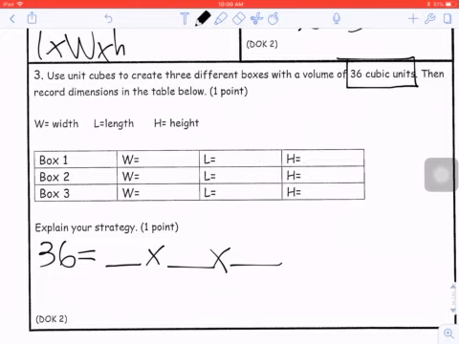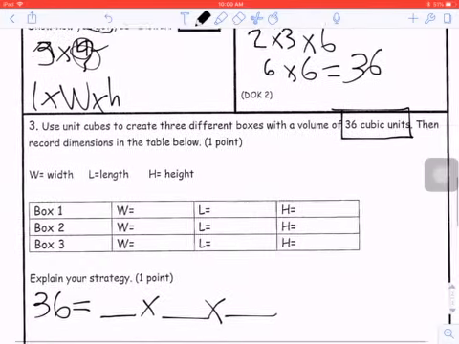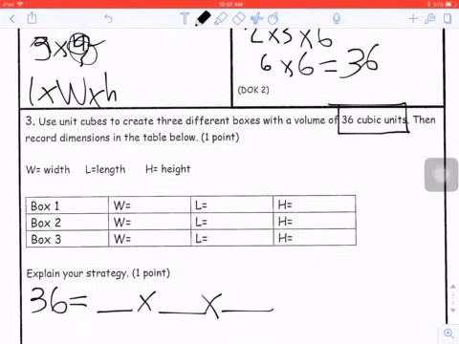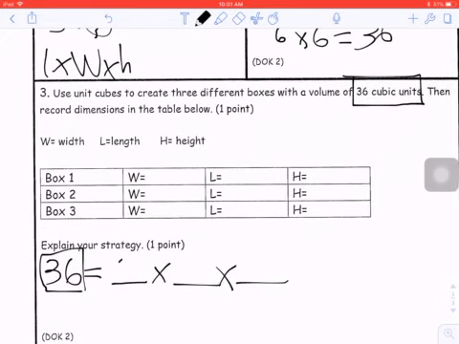And we could technically just find one and move things around with the length, width, height, but we're going to try our best to figure out different combinations, okay? So if you're thinking about different things that multiplied together equal 36. If I look back up here, I had 2 times 3 times 6. And we can use that for our first one. So 2 times 3 times 6 would equal 36.